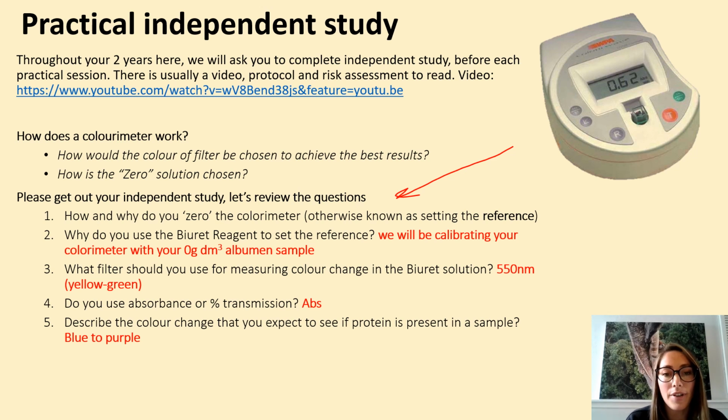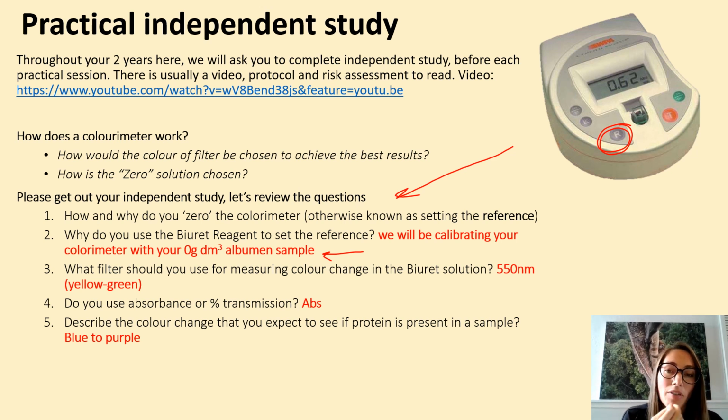How do you zero the colorimeter? Now your teacher's actually going to show you this in their demo on Teams, but basically to zero the colorimeter, you're going to press the R button. Now that's going to reset it, and you're going to zero it using a particular solution. So in this case here, we're going to zero it with our 0 grams per decimeter cubed of albumin solution.